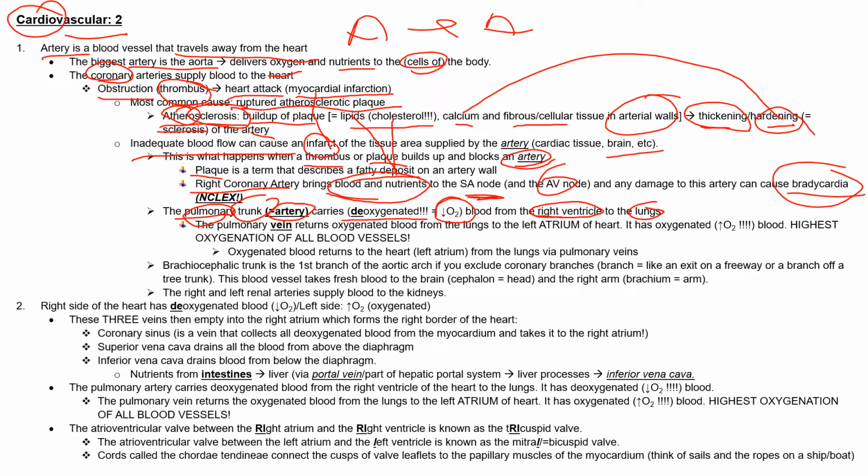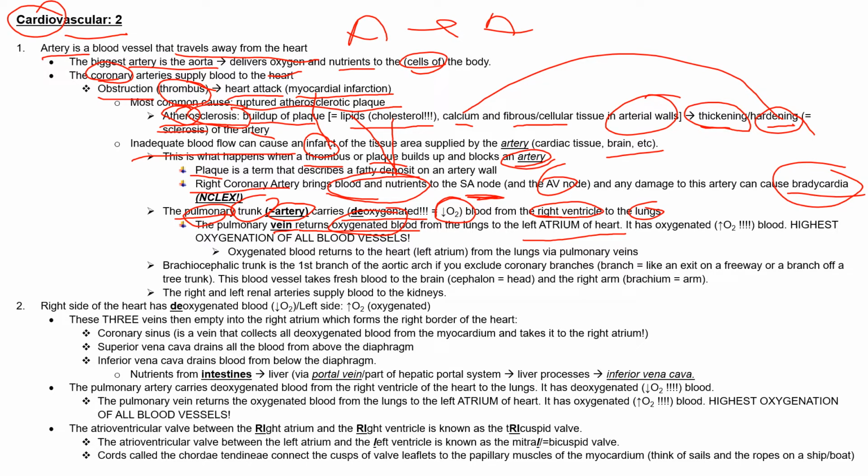Anything pulmonary, artery, or vein has something to do with the lungs. So the pulmonary vein, and you know the veins return blood to the heart, right? So in this case, this is the only case where veins return oxygenated blood. Oxygenated means the oxygen content is very high, and the pulmonary veins come back to the left atrium of the heart.